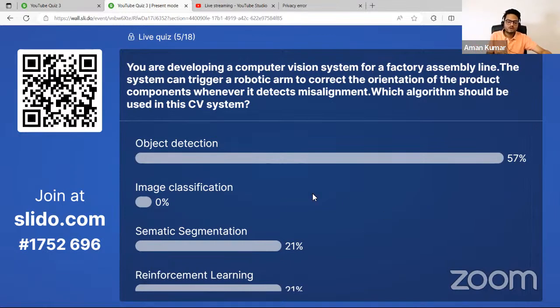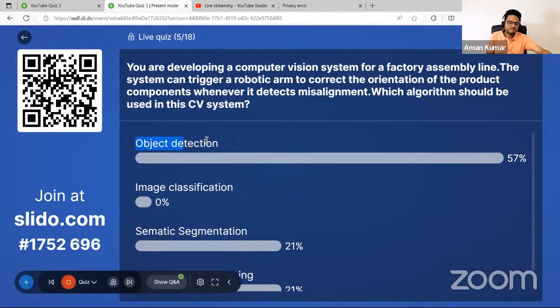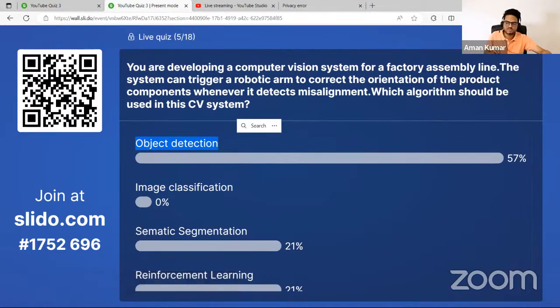Object detection is all about this: in my image, there are many objects. For example, I can have a mobile phone, I can have a glass like this, I can have something else, I can have a pen like this. So object detection, in that given image, will say there is a pen, there is a glass, there is a coffee mug, there is a laptop.